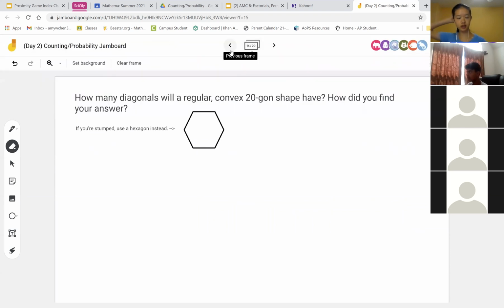Oh wait, sorry, are we doing slide 15 or 16? I think we should just skip ahead to 16 maybe. All right, let's do slide 16, where it says how many diagonals will a regular convex 20-sided shape have?